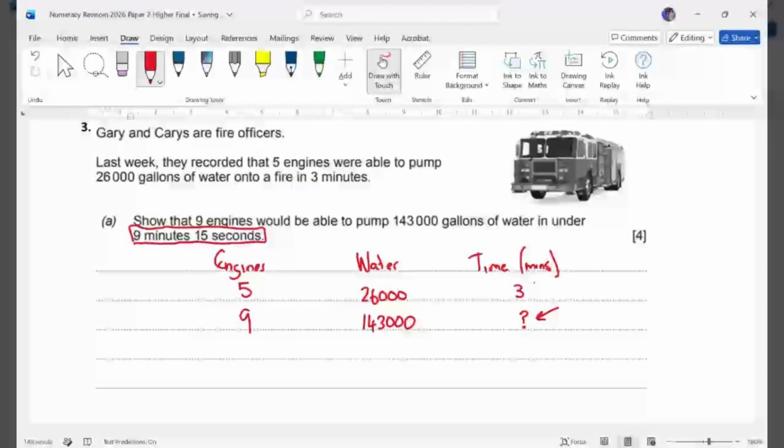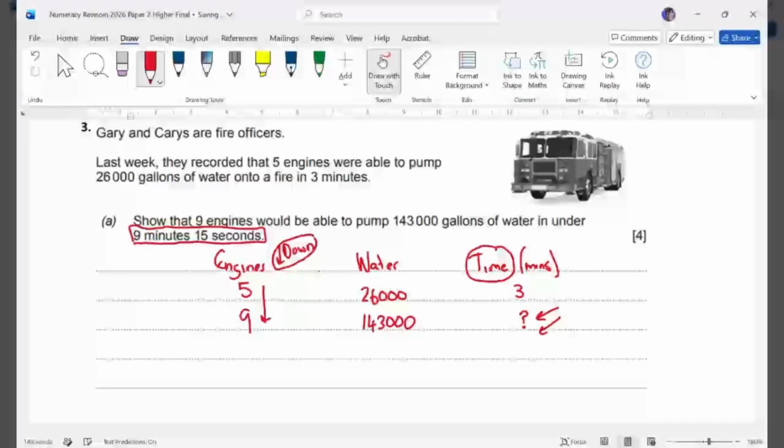Okay, so more engines. They're giving me more engines. Think now. We're looking at the impact on time. Time is the missing one. If I've got more engines, will that increase the time for the job or decrease the time for the job? Hopefully you said, well, more engines, you can get the job done quicker. There's more engines, so more water being pumped. Brilliant. So that should bring the time down.